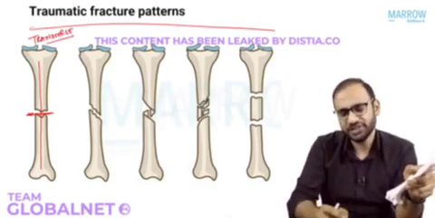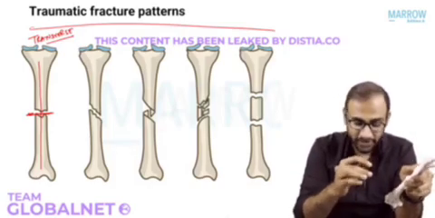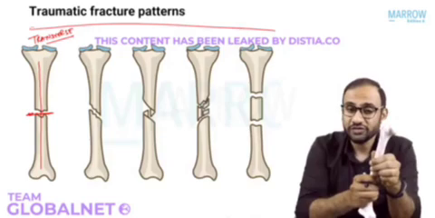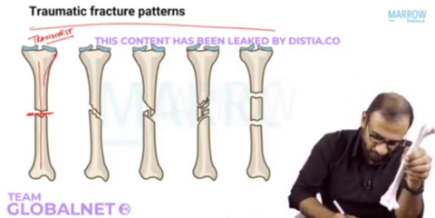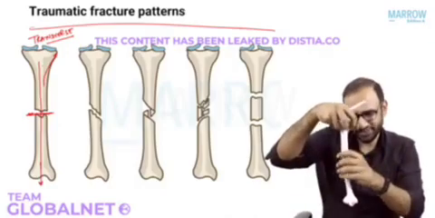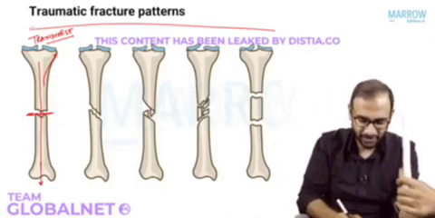Whatever I'm speaking is written, just bear with me. Transverse fracture. Now, what is the force that causes transverse fracture? A force that is known as the tension force. What is the tension force? A tension force is a force which pulls the bone away. Suppose this side is being pulled by something, this side is being pulled by something, you'll get a transverse fracture right in the middle.